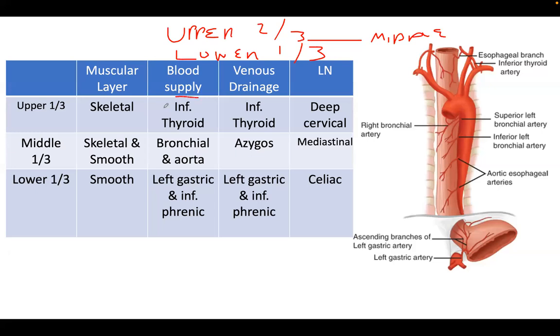The inferior thyroid supplies the upper 1/3. Now, friendly tip. This is the one that came out in the past. What is the blood supply of the upper 1/3 of the esophagus? A lot of people would not believe that the upper 1/3 is supplied by the inferior thyroid. The artery's name is thyroid, but it's supplying the esophagus.